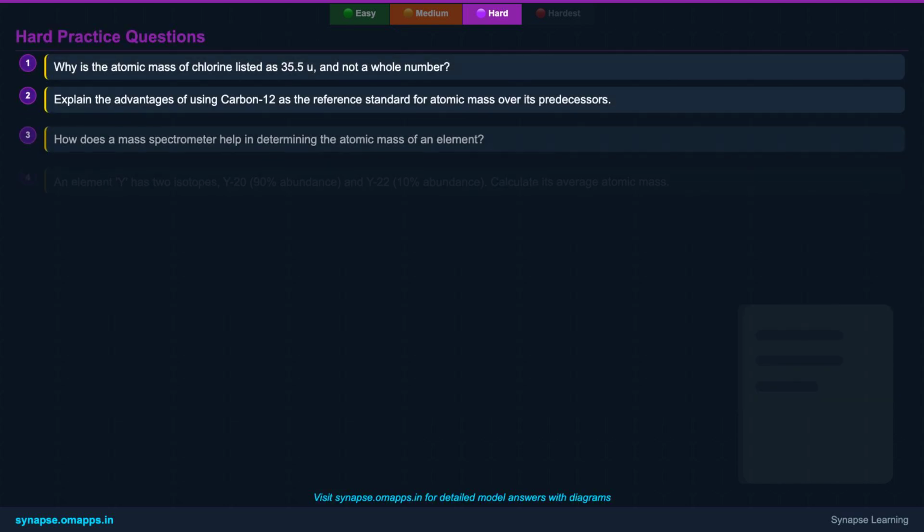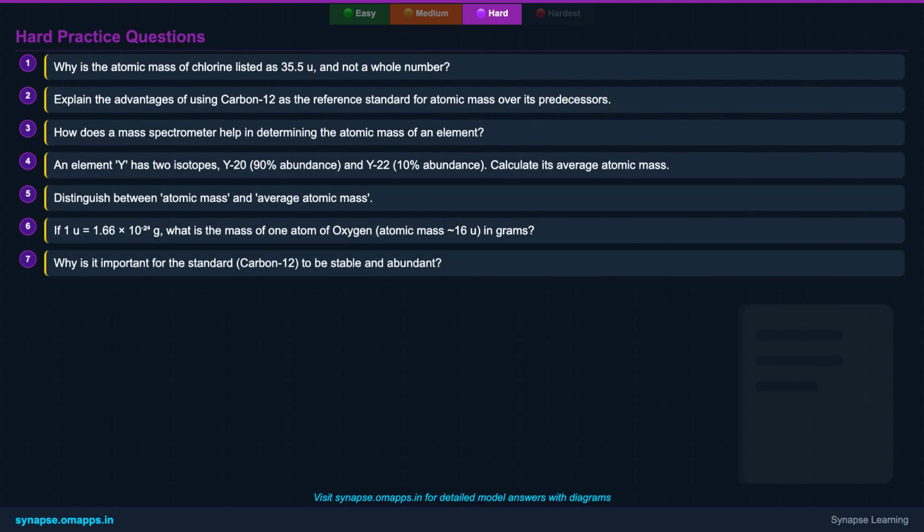Now, let's tackle some challenging questions. Pause the video and give them a thoughtful try. Why is the atomic mass of chlorine listed as 35.5 U and not a whole number? Explain the advantages of using carbon-12 as the reference standard. How does a mass spectrometer help in determining atomic mass?